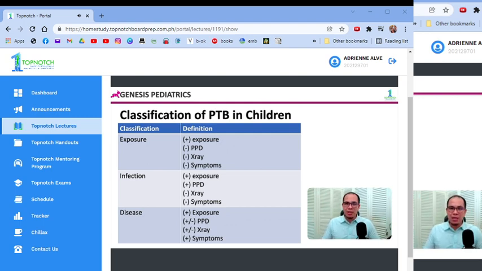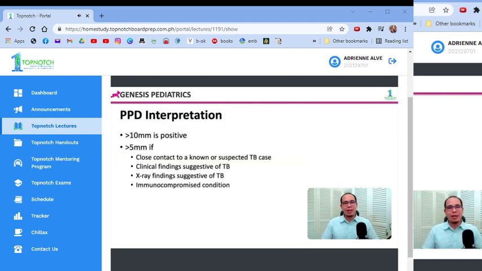Paano mo malalaman kung positive ang PPD? The cutoff for PPD is actually 10 mm. Please remember that, it's 10 mm. But 5 is considered positive if any of the following is present. You have a close contact, okay? And here in the Philippines, halos lahat tayo may contact sa mga cases na may TB, di ba? Sobrang daming TB sa Pilipinas. Or you have clinical findings suggestive of TB. Again, may criteria pa yan. X-ray findings suggestive of TB, or if you have an immunocompromised situation. In which case, if you fulfill any of these, 5 mm is already positive.